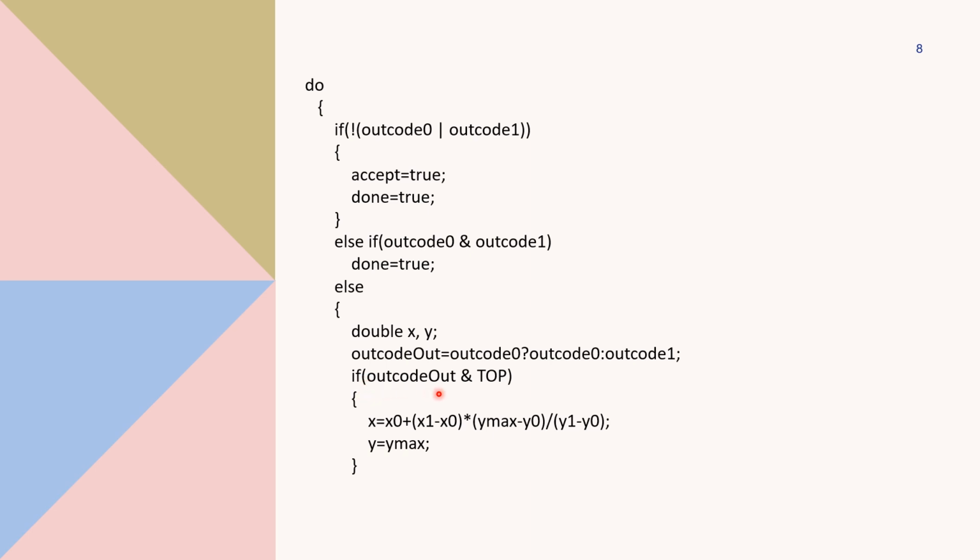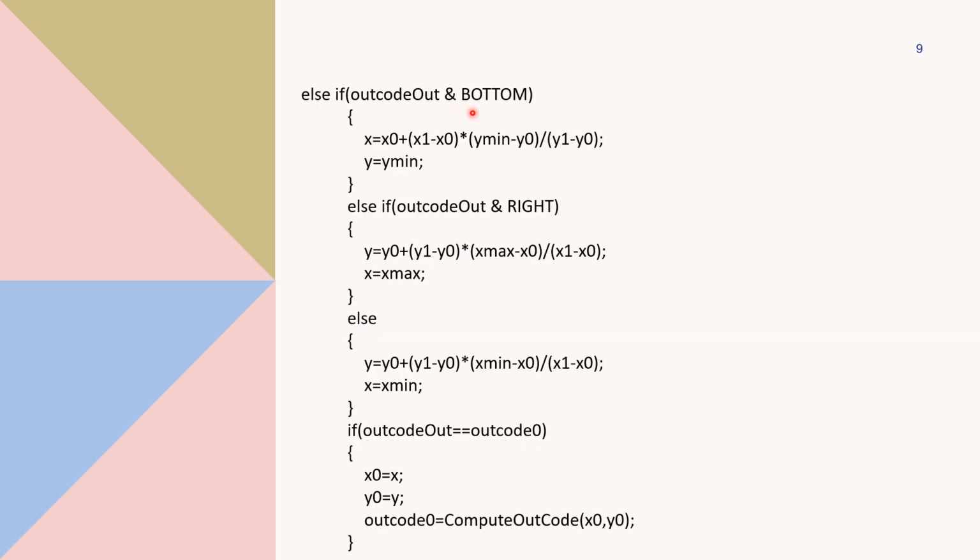If outcode out and top gives us true, we assign the corresponding formula to find the x value, and also assign y as y max. Else if outcode out and bottom gives us true, we find the x value with the corresponding formula and assign the y value as the y min value. Else if outcode out and right gives us true, we calculate the y value with the corresponding formula and assign x as x max. Else, if none of the conditions are satisfied, we calculate the y value with the formula and assign x as x min.